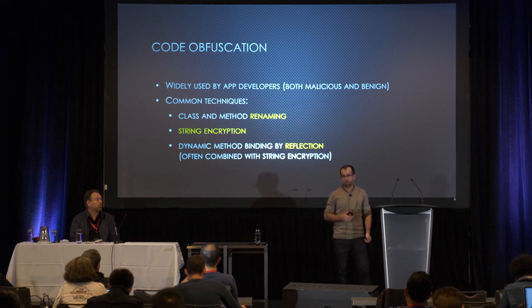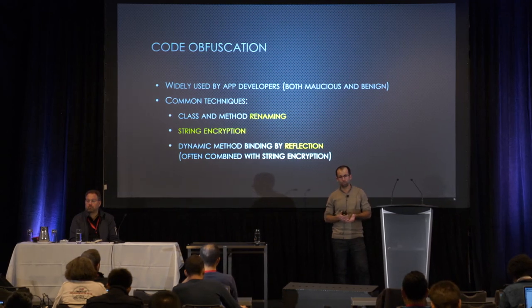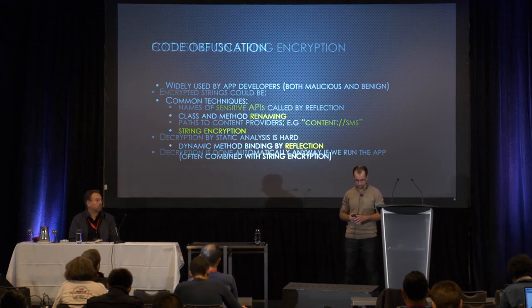So the most common obfuscation technique would be renaming of classes and methods that the developer defined in their code, just renaming them to gibberish. It's not really an issue for automated static analysis because it doesn't rely on the meaning of names, unlike a human performing reverse engineering who obviously relies on the meanings of the names. But string encryption, especially when it's combined with function call by reflection, that's a serious issue for static analysis.